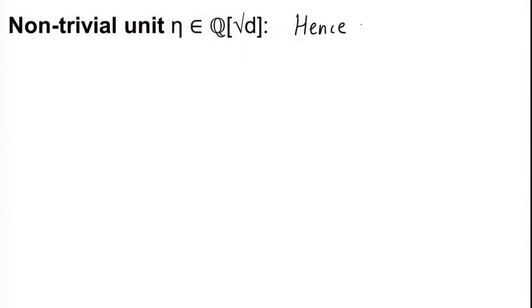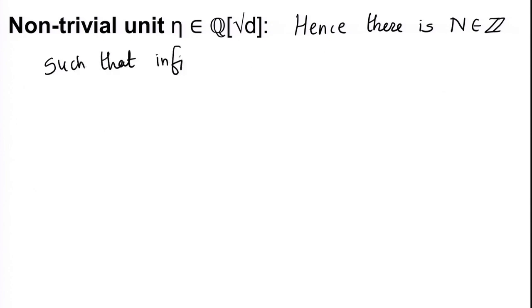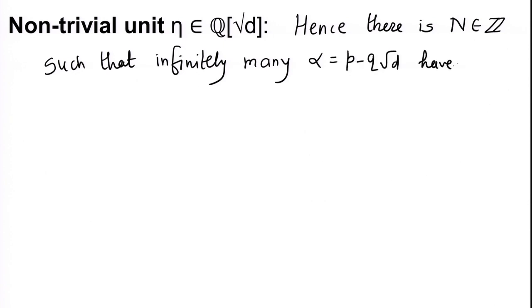So, hence there is an integer n such that infinitely many alpha equal to p minus q root d have norm alpha equal to n.